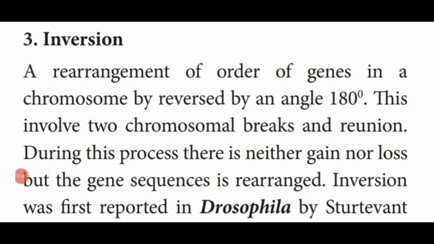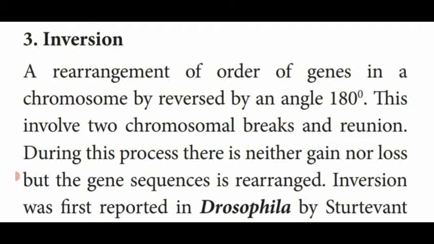Dear students, in structural chromosomal aberration, we have seen four types in the previous pages. The first two we have seen with the help of diagrams, that is deletion and duplication. The third one is inversion. That means the rearrangement of the order of genes in a chromosome, reversed by an angle of 180 degrees. The rearrangement of the order of genes at a 180-degree angle is known as inversion.